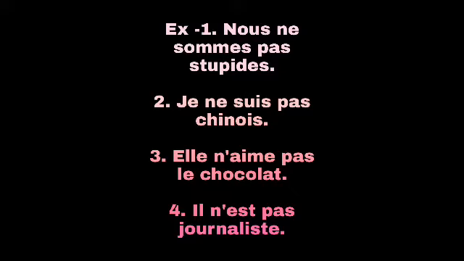Third, elle n'aime pas le chocolat. She doesn't like chocolate. Aime is your verb, and before the verb there is ne, and a is your vowel, so it will become n'. Okay, so it is elle n'aime pas le chocolat. And your last example is il n'est pas journaliste. He is not a journalist. Il n'est pas journaliste.